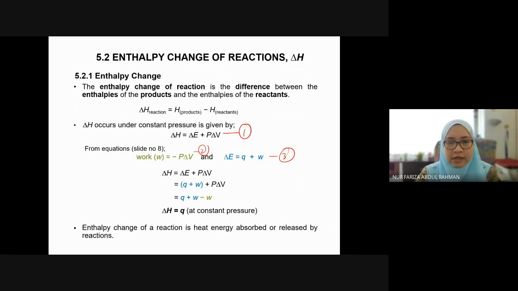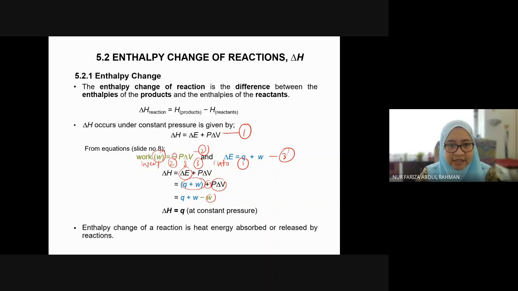Okay, alright. So next we are going to insert or substitute 2 and 3 into 1. So E is Q plus W. So we insert into the first equation just now, and work, P times change in volume, is equal to work. Right? Alright, so we put it in here. It becomes work there. So it is plus PV.